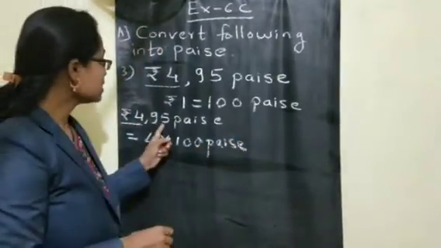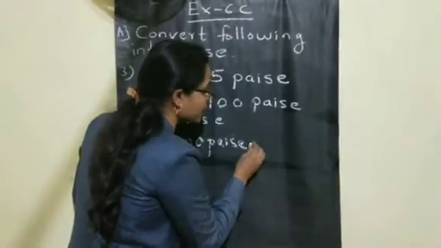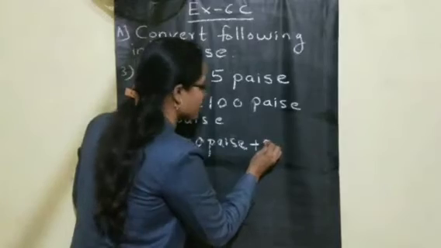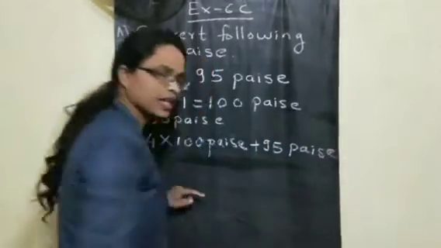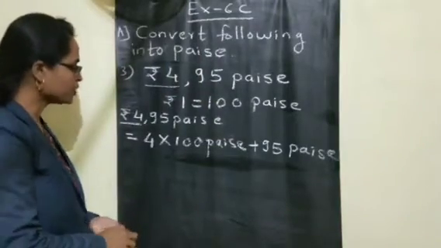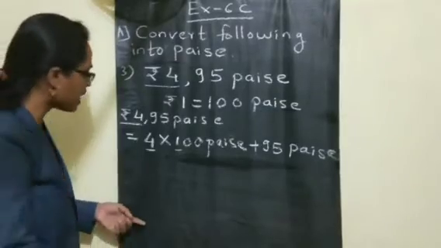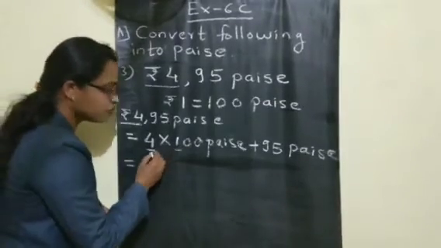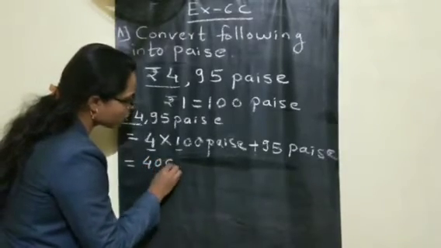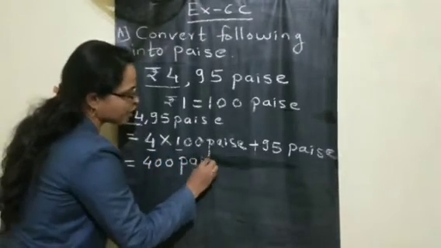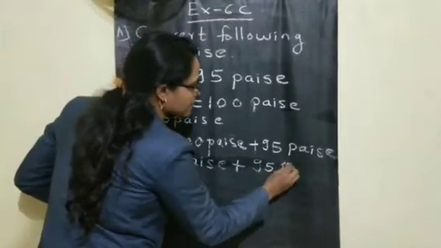Plus children, now this 95 paise is extra. What we have to do? You have to write here plus 95 paise as it is. Okay. Now what we have to do? This 4 multiplied by 100 we have to first multiply. So 4 multiplied by 100, 400. So this is 400 paise plus this is 95 paise.